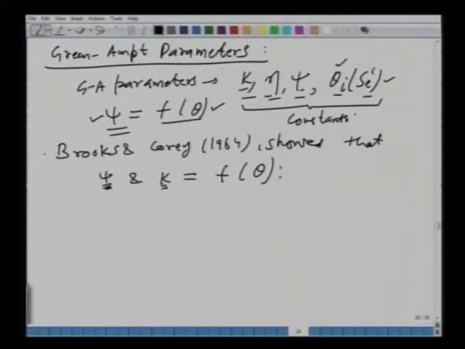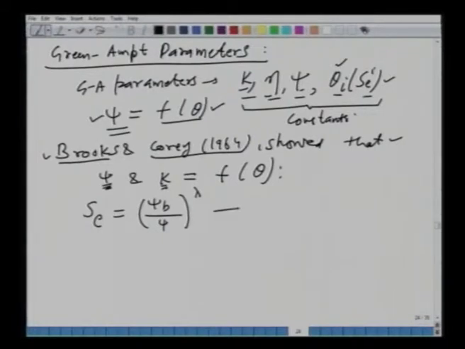One of the relationships which we will look at today is called the Brooks and Corey relationship. It was established in 1964 and they showed that both psi and k are functions of theta. Okay. And the equation which they gave can be written like this: your effective saturation SE is equal to psi b over psi raised to the power lambda. Okay. And I am going to number this equation as equation number 11.